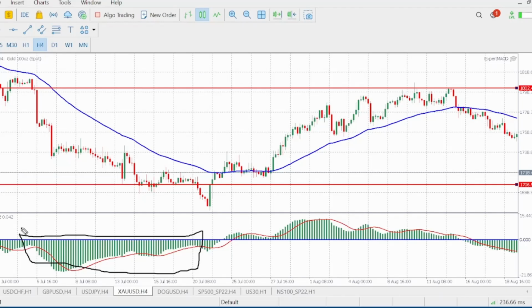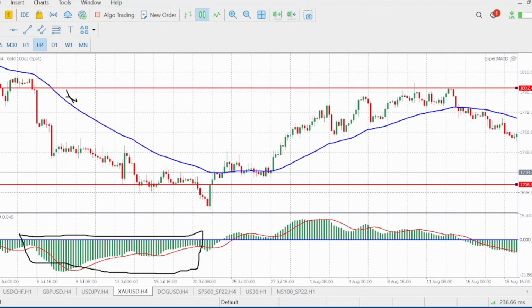And to confirm that, we need to use the 50 EMA. When the 50 EMA is above the price and pointing down, we can confirm that this is a downtrend. Like here, the 50 EMA is above the price and it's pointing down. We can confirm that this is a downtrend because of these conditions: the histogram, the MACD line, and the EMA.